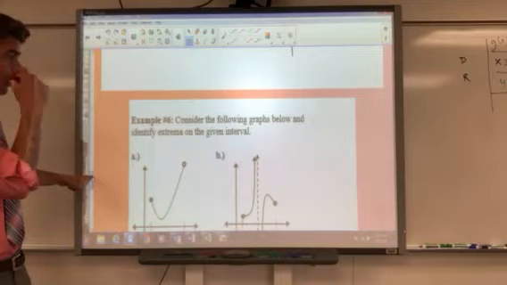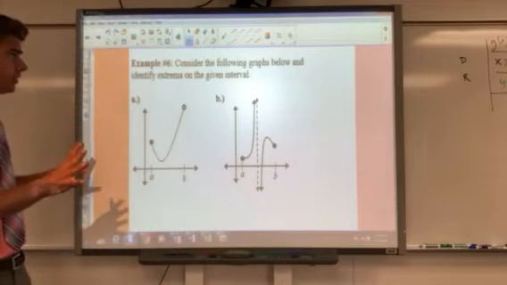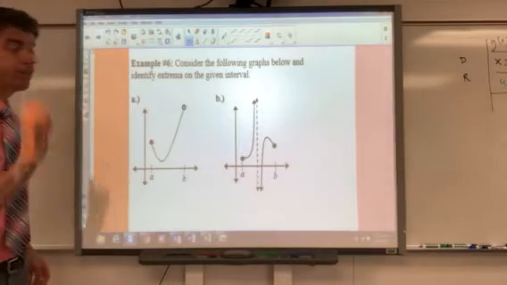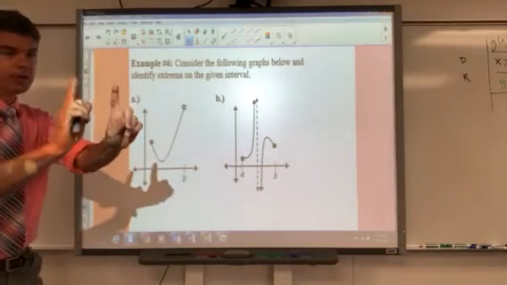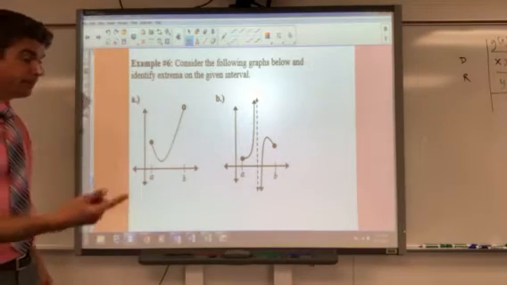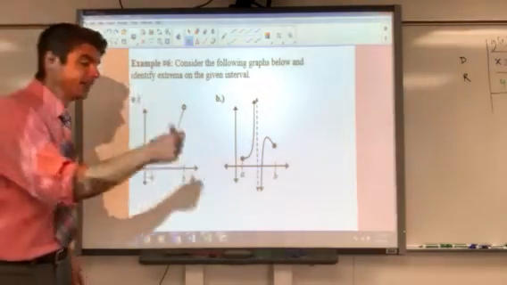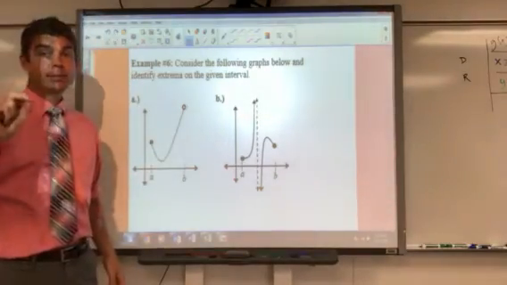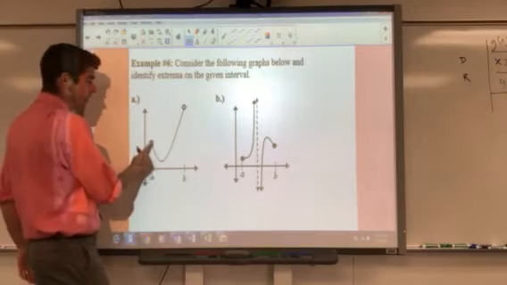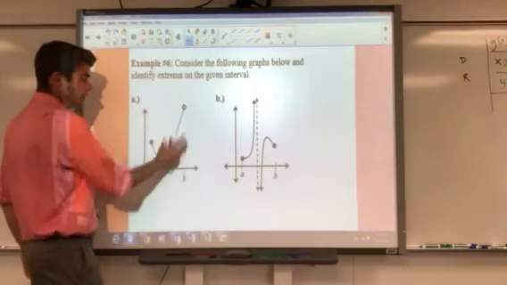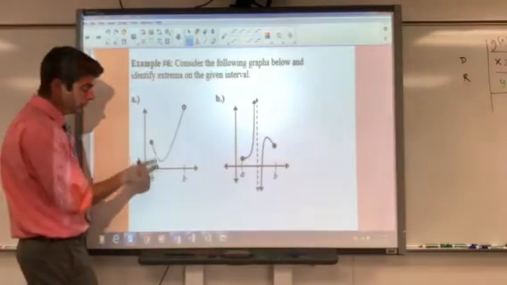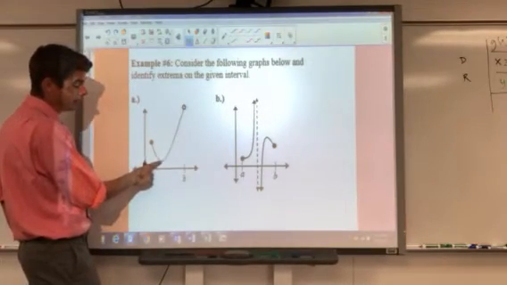Okay, now, number 6 is more of a visualization of what happens if you don't have a continuous function, or you don't have a closed interval, or both. Basically what that means is you're not going to have a guaranteed absolute max or absolute min. For example, A, here's a function, now it's continuous, but it's an open interval. Now this function definitely has an absolute minimum. The absolute minimum is right there.